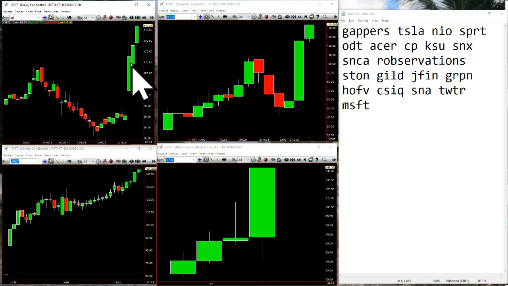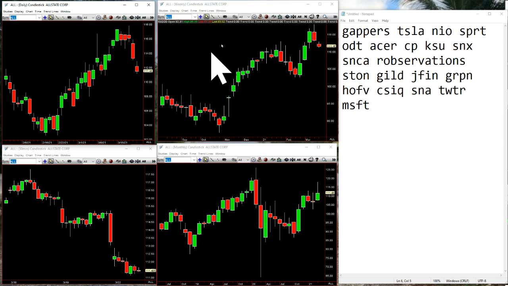Back to the financials for a second. Allstate. See, this is an insurance too. So here we'll see if that gets worse, but taking out last week's lows.